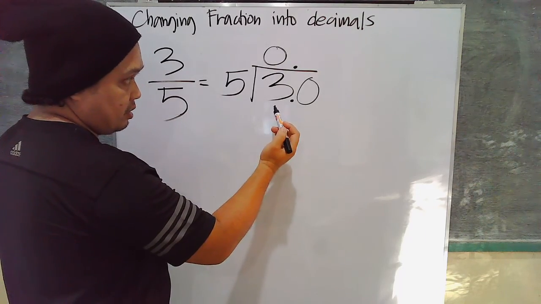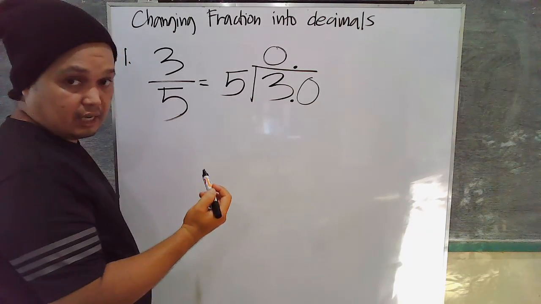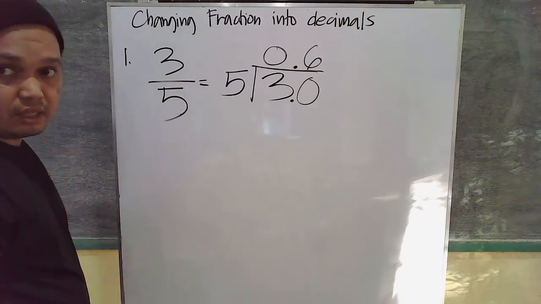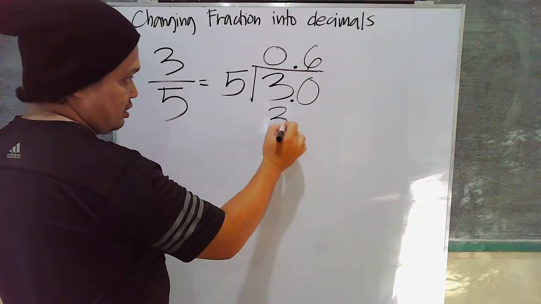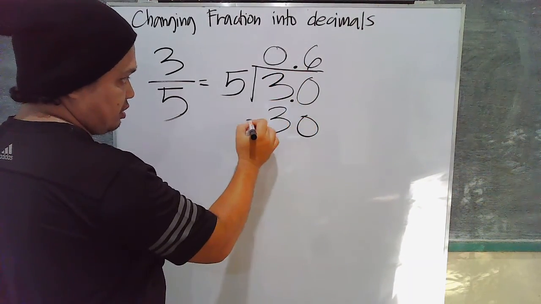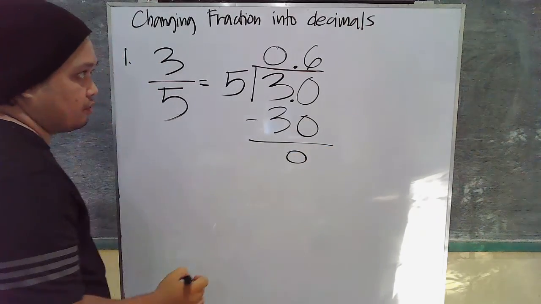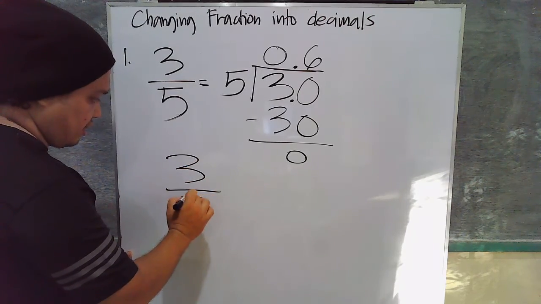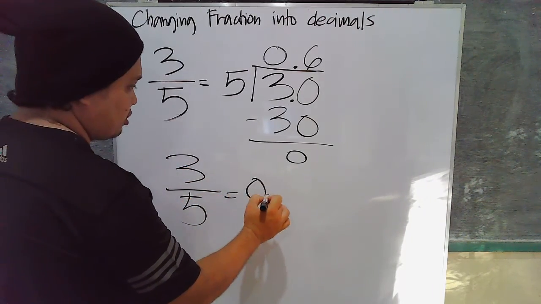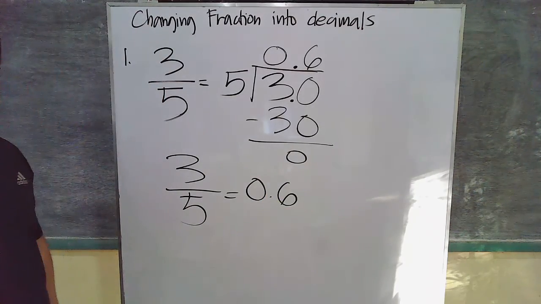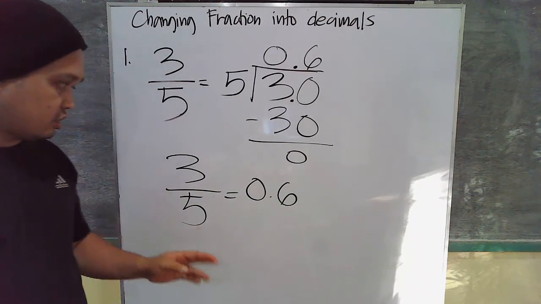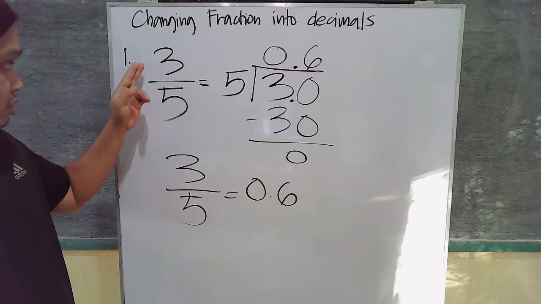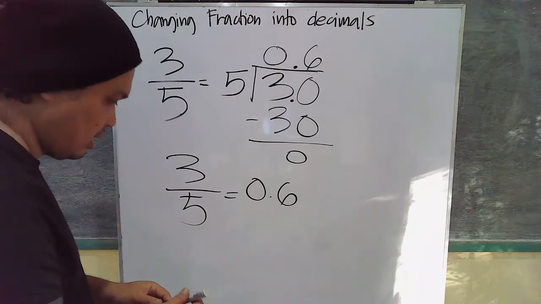Now 30 divided by 5 is 6. Okay, we have 6, 5 inside 30. Now 6 times 5 is 30. Okay, so 30 minus 30 is 0. Therefore, we have 0.6 for our answer. Now 3/5 is the fraction form, while 0.6 is its decimal number. Okay, how do we change 3/5 into 0.6? By dividing the numerator to its denominator. Okay, let's have some more example.